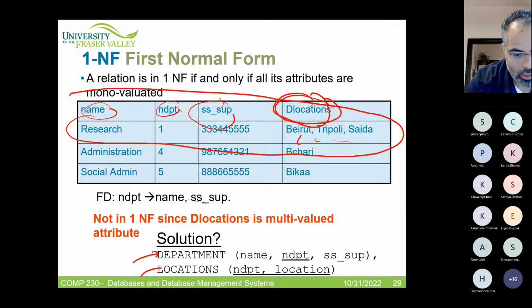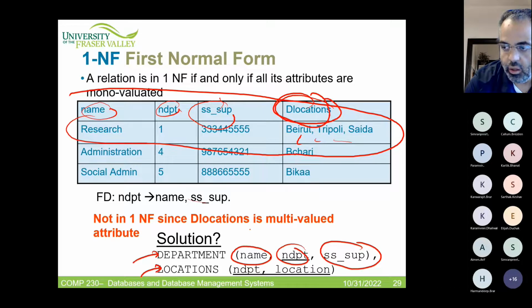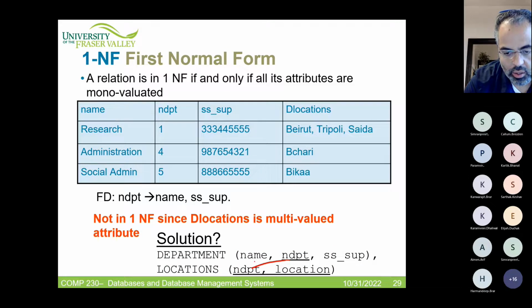Decompose it: we have a department and a location. Department will have a name, a number of department, and a supplier, social security number, or SSN, whatever it is. And then we have the location as a standalone table, and we will make a relationship between them, if a relationship is needed, using a primary key and a foreign key.